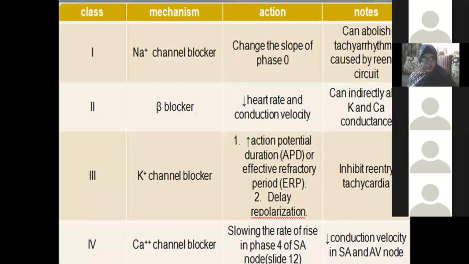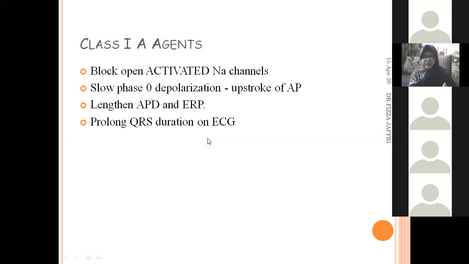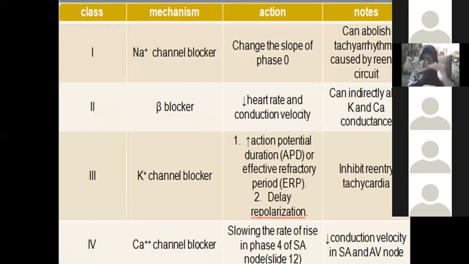I have made this chart. It's a summarized chart for antiarrhythmics. You can see on your extreme left the classes with mechanism of action, their effects and so on. The class 1 are the sodium channel blockers. What they do is raise the threshold. Sodium plays a role in depolarization. When you give a blocker, the sodium cannot enter into the cell. It abolishes the tachyarrhythmias which are caused by re-entry circuits, right?